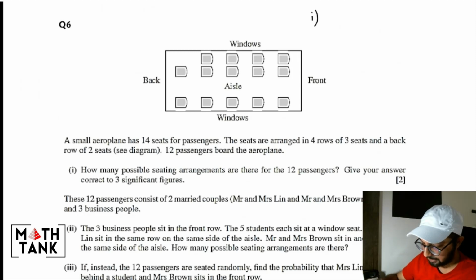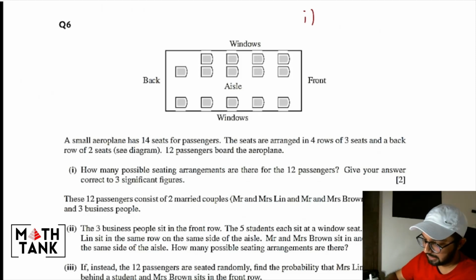It says a small airplane has 14 seats for passengers. The seats are arranged in 4 rows of 3 seats and a back row of 2 seats. 12 passengers board the plane. How many possible seating arrangements are there for the 12 passengers? Giving your answer correct to 3 significant figures.